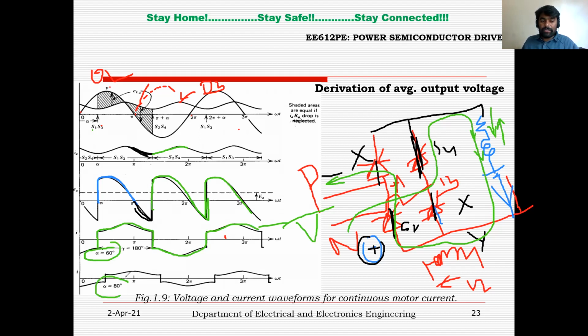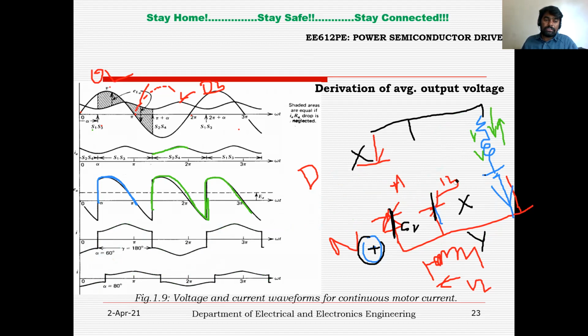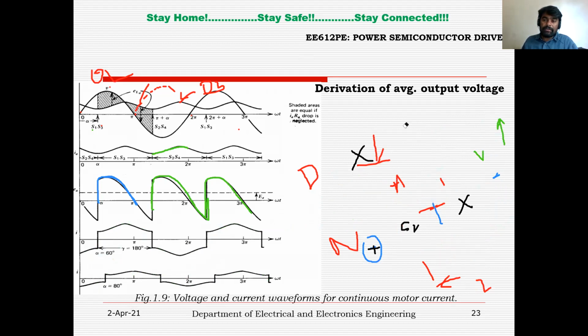Similarly, at alpha equal to 90 degrees, you will get the waveform like this, but with a reduction in the output current, because the output voltage will fall down, right? So for the same load, the output voltage will fall down. Due to that, the current will fall down. There is a decrement in the output current. So this is for alpha equals 60 and alpha equals 90 degrees.